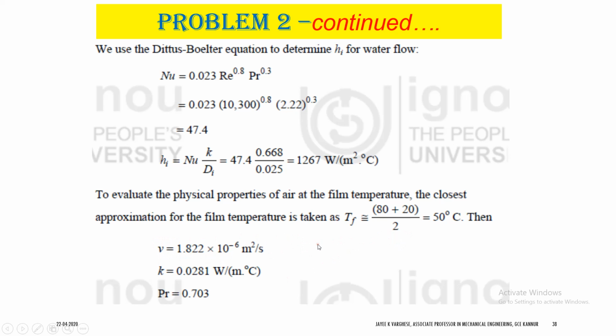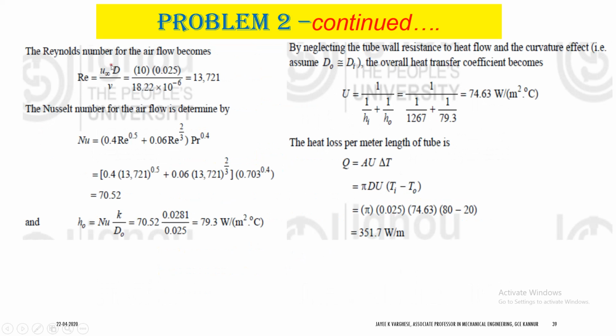Using this value of kinematic viscosity, we will again calculate the Reynolds number, which is the free stream velocity into diameter divided by kinematic viscosity. Air is blowing over the surface at 10 meter per second. So 10 into 0.025 divided by 18.22 into 10 raised to minus 7. Care should be taken to take all the values in SI. So the Reynolds number equals 13,721, and for this value a suitable equation to calculate the Nusselt number is chosen from the data book. You can refer to the data book and use this equation.